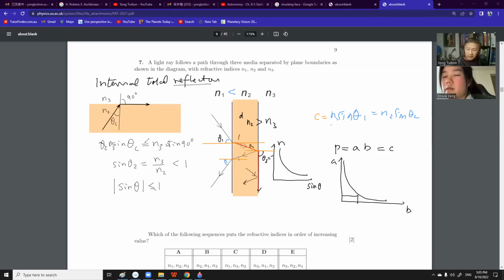So how do you compare the refractive index between N1 and N3? Well, that is another issue. Can we just make the decision first? Then you have to consider in that case which angle is smaller.